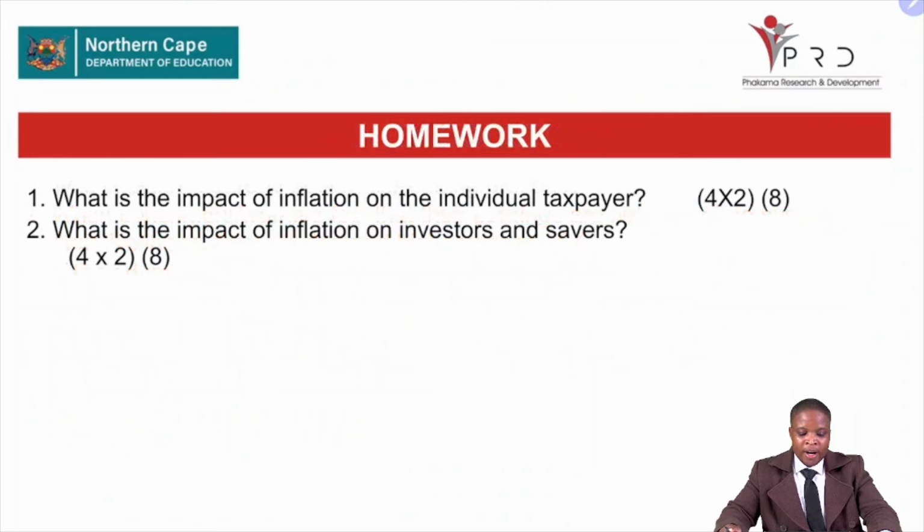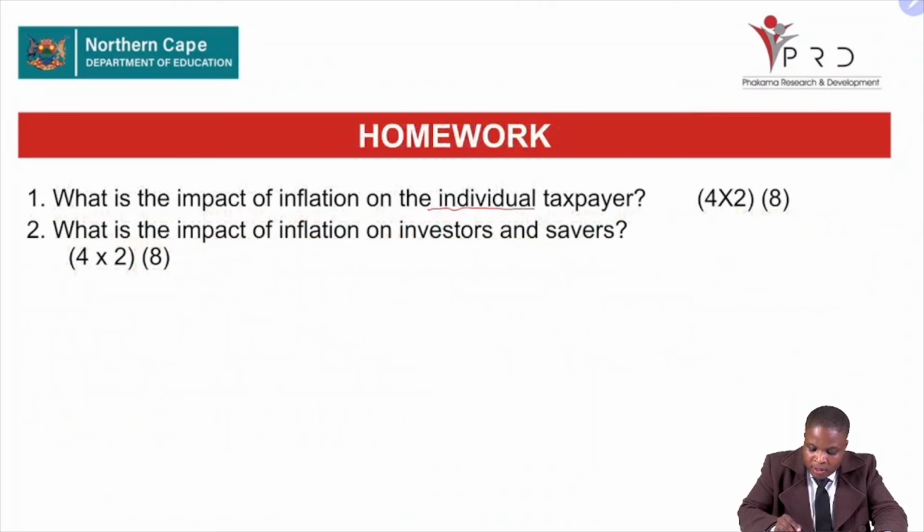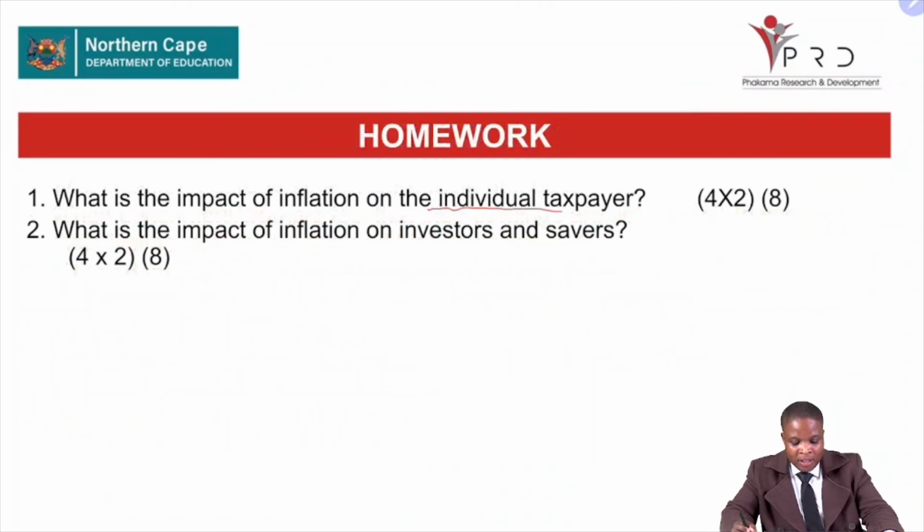Right, for your homework, grade 12, you are going to answer these 2 8-mark questions. The first one: what is the impact of inflation on individual taxpayers? How are they affected? We have discussed this, and they are affected negatively. You're going to discuss 4 points, writing in full. Remember, it's 8 marks, so to maximize your marks, you must write in full.